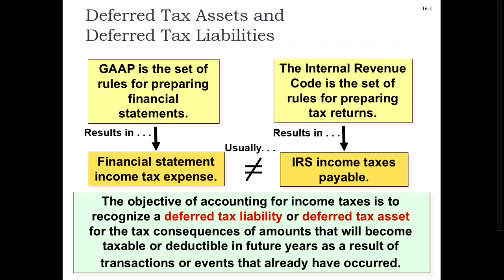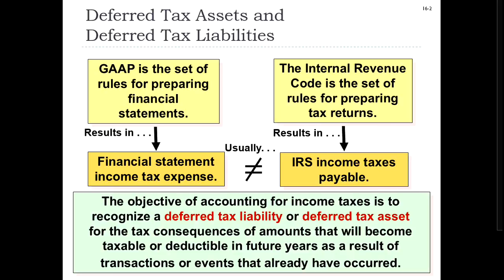A consequence of differences between GAAP and tax rules is that tax payments frequently occur in years different from the revenues and expenses generated that cause the actual taxes. So the result is that financial statement income tax expense usually does not equal the IRS calculation of income taxes payable.